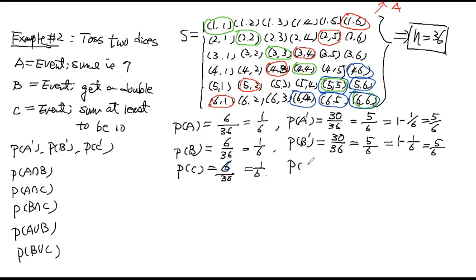So now the C prime is also 30/36. So this is 5/6. Right? Oh, you can write it as 1 minus 1/6, which is 5/6. Okay. Now let's take a look at A intersect B.